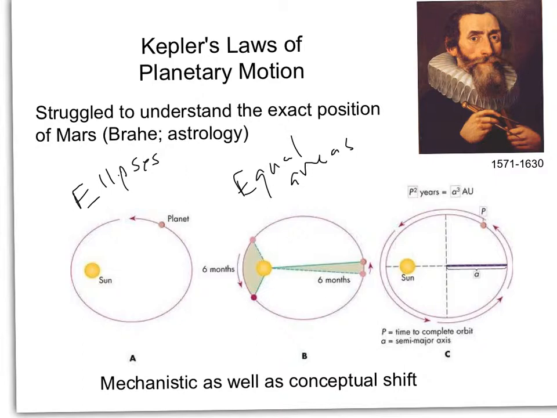So if a planet is moving, you know, 6 months around in its orbit when it's far away from the sun, it will sweep out this area that is long and narrow. But when it's closer to the sun, it will sweep out this broader and flatter area, and those areas will be equal. That doesn't really float my boat or rock my socks very much.